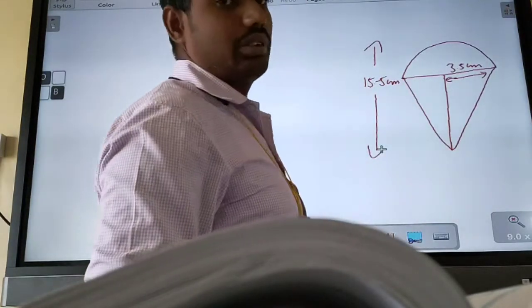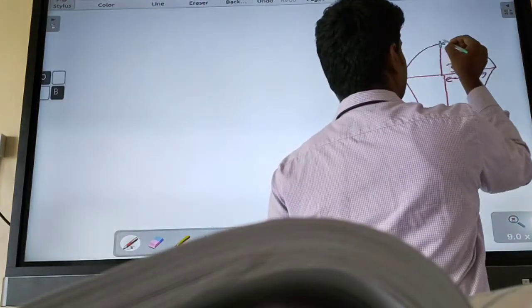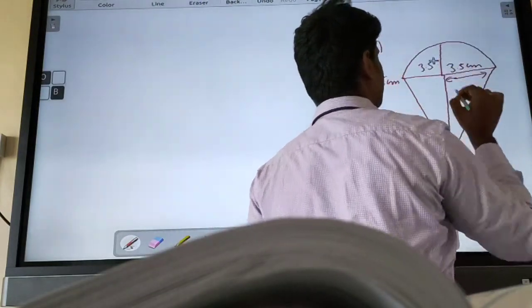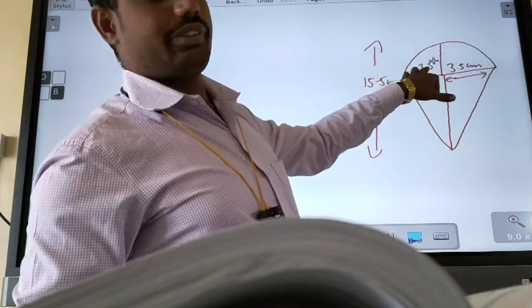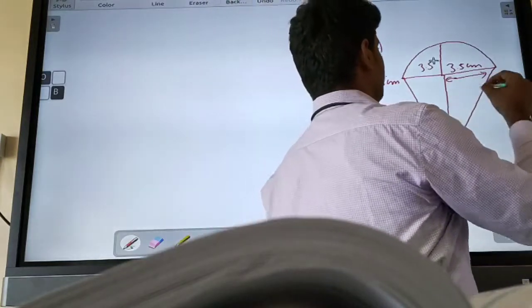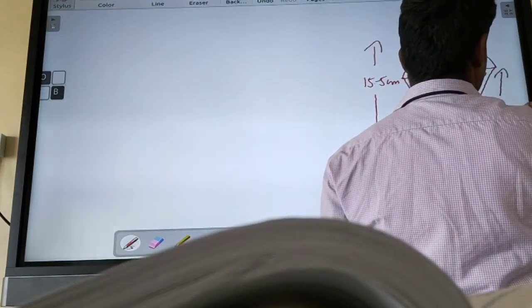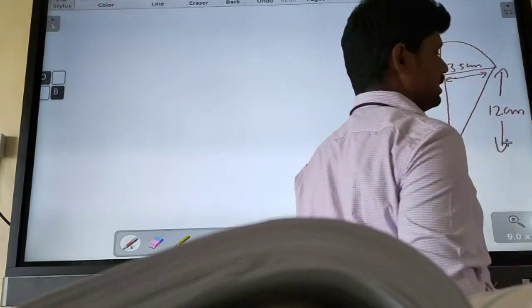Find the height of the cone. How to find? See, the radius is already given as 3.5. So subtract 3.5 from 15.5, and we will get the height of the cone. 15.5 minus 3.5, what is the answer? 12 centimeter. 12 centimeter is the height of the cone.